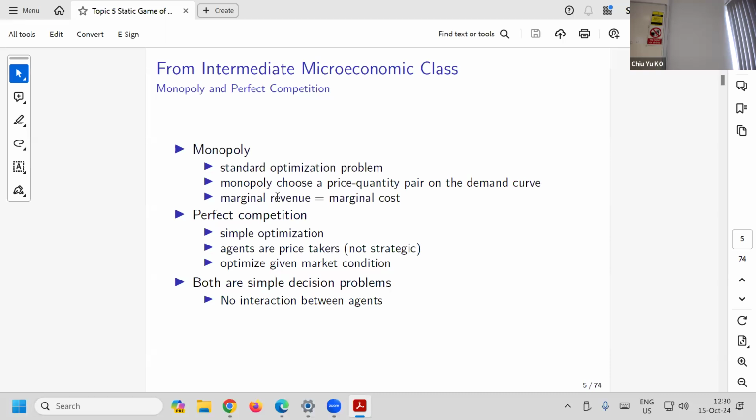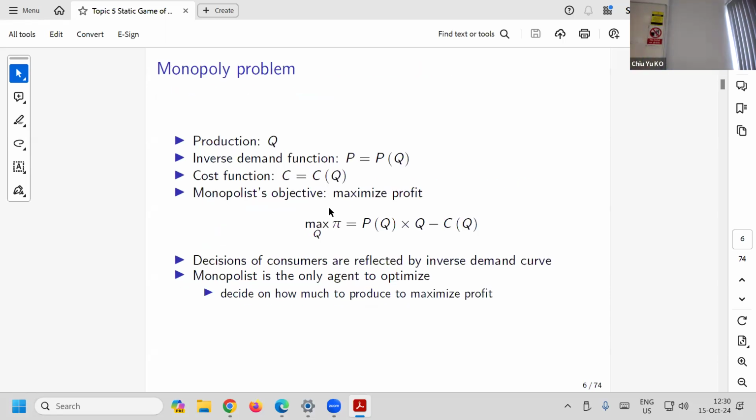So that's a reason. But when you have multiple firms and each firm's action will affect each other, then you would need game theory. So let's go to the model of monopoly. In monopoly, you have a production, inverse demand, cost function. And the monopoly is just choosing the quantity, taking the demand curve as given, cost is also given. In this case, monopoly is looking at the other market. The other market is perfectly competitive, so in that case, everything is nice.